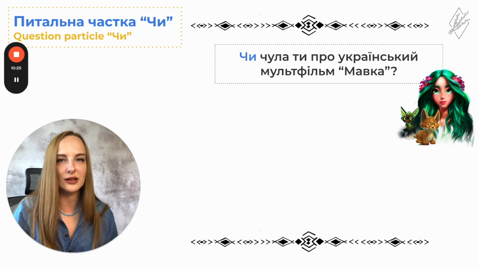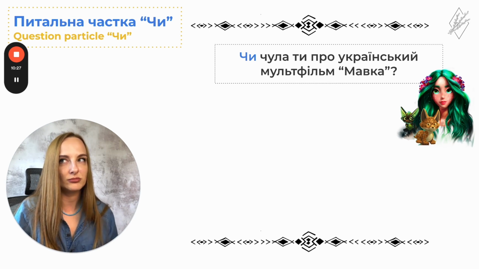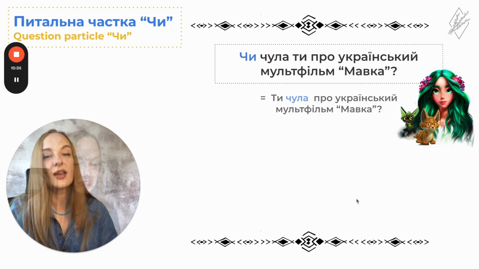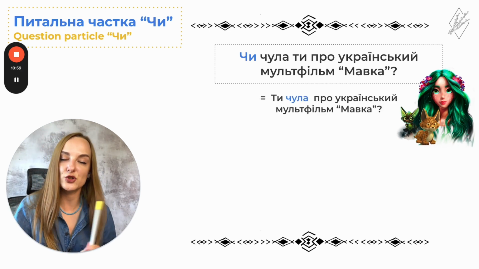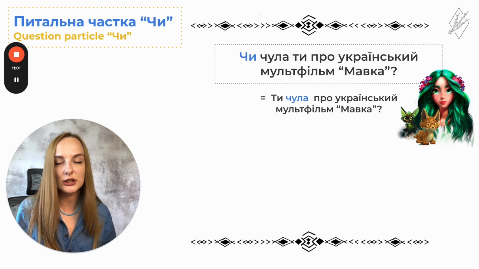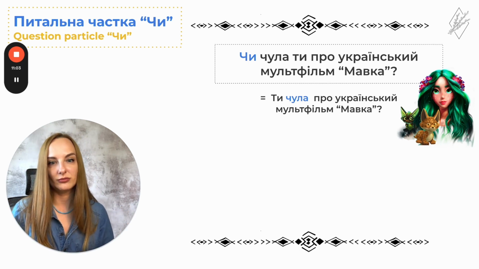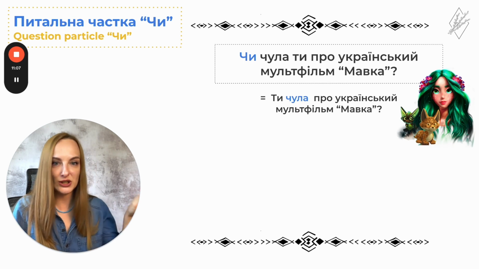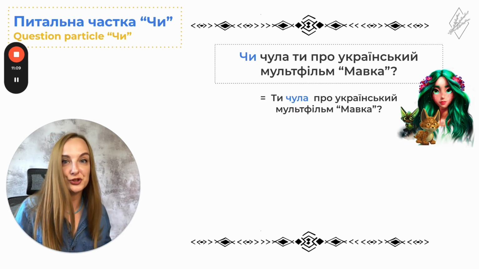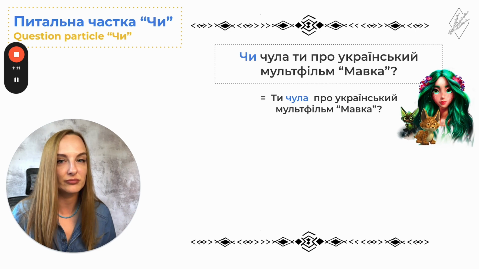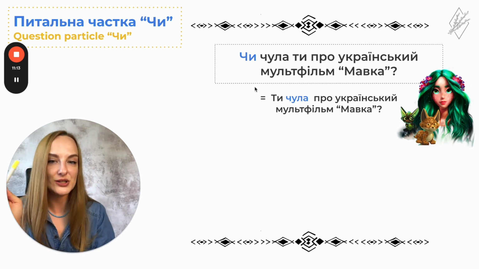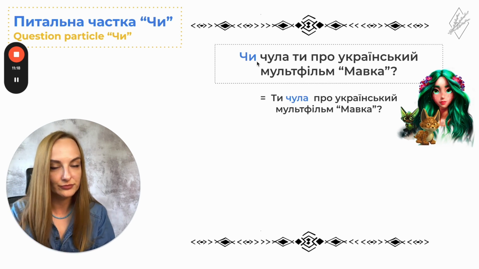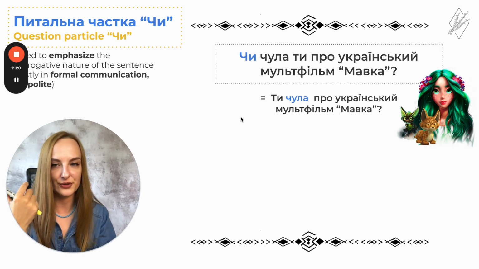How would you translate this question? I would say like, have you heard about Ukrainian cartoon «Мавка»? Basically, this question will be absolutely equal to this question. Ти чула про український мультфільм «Мавка»? So this is the question without question word, just with question intonation. But in the first one, we add this particle чи. What will be the difference?